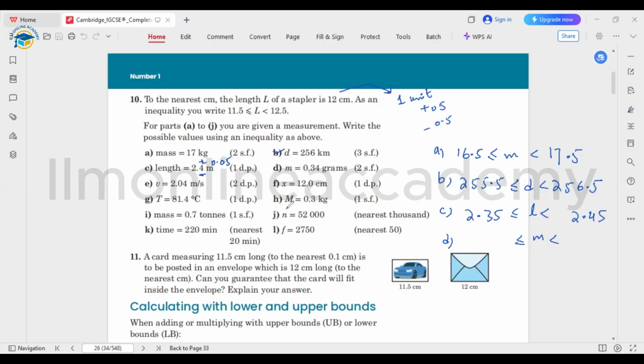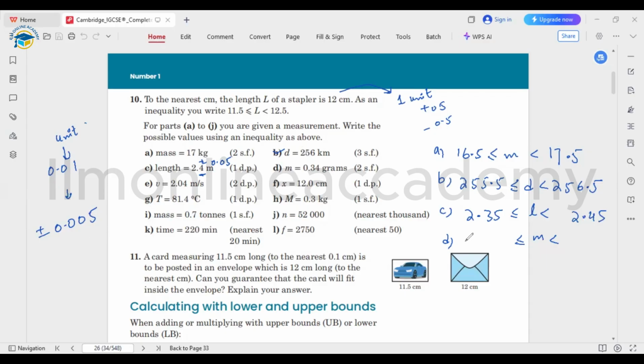So for finding out this, as they gave us up to two decimal places, the unit up to two decimal places will be 0.01. And as we need to add half of the unit, the number that we need to add or subtract is 0.005. So first of all, for finding out the lower bound from this 0.34, we need to subtract this 0.005.